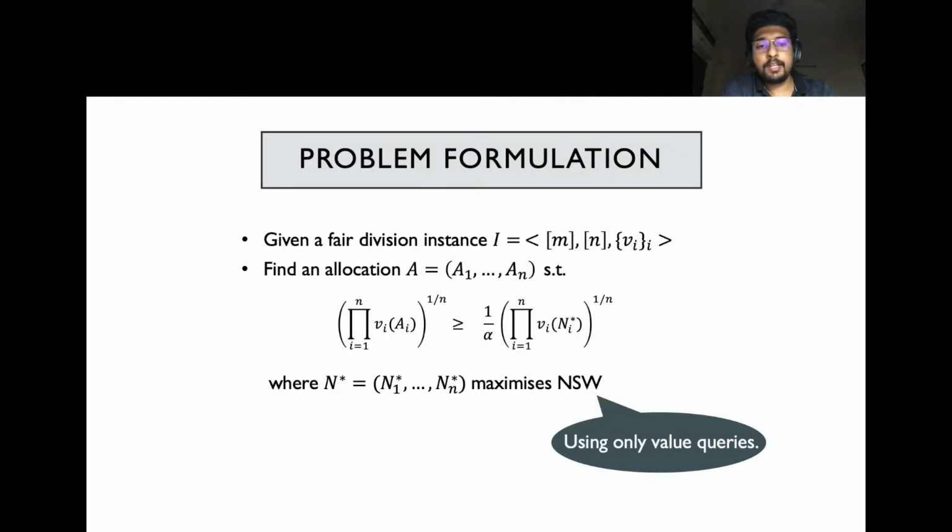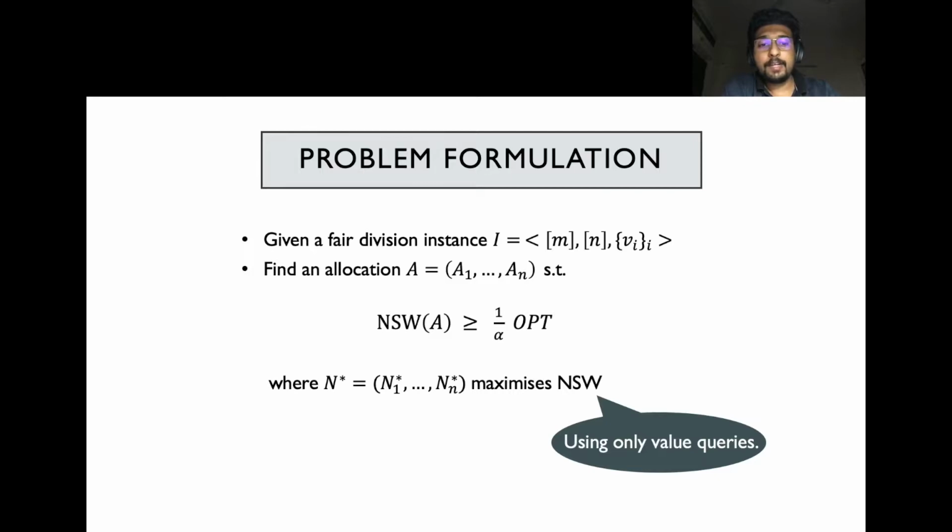So we formulate our problem as follows. Given a fair division instance with m goods, n agents, along with their valuation functions, how do you find an allocation A such that the net social welfare resulting from A is an alpha approximation to the Nash optimal allocation? Here, A star denotes the Nash optimal allocation.